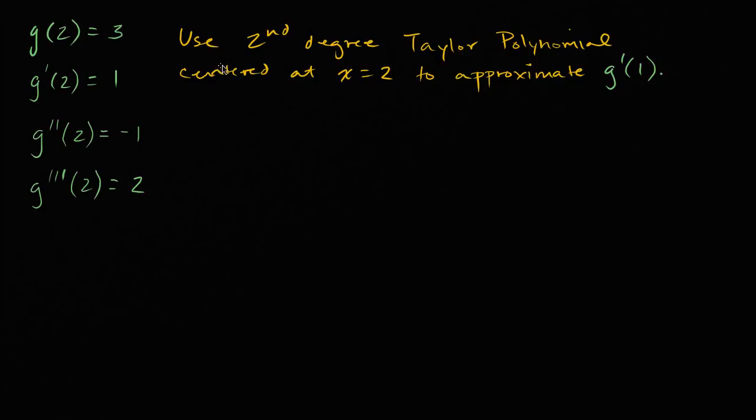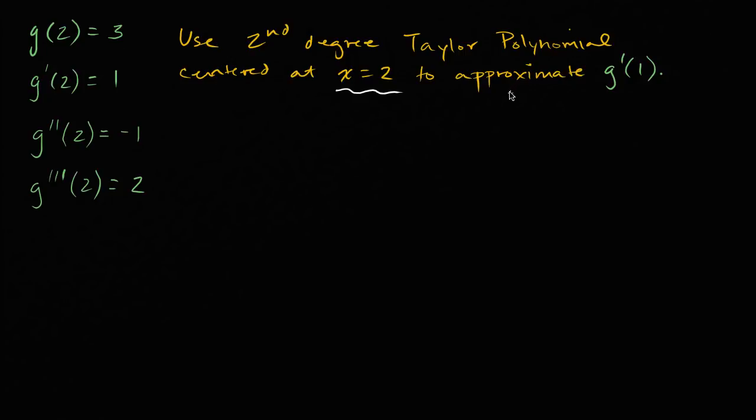So given that, what we're being tasked with is we want to use the second degree Taylor polynomial centered at x equals 2 to approximate g prime of 1. Not g of 1, g prime of 1. And so I encourage you to pause this video and to try to think about it on your own. So I'm assuming you've had a go at it.